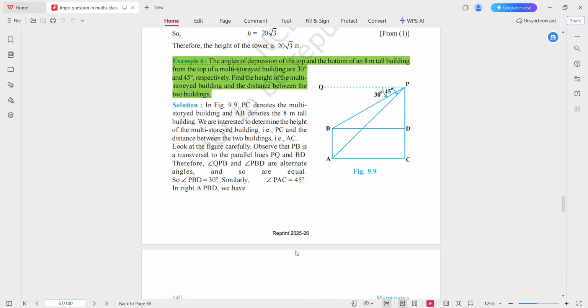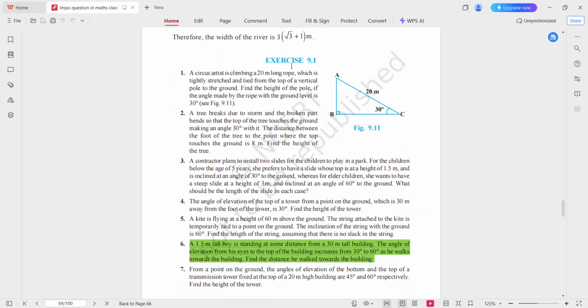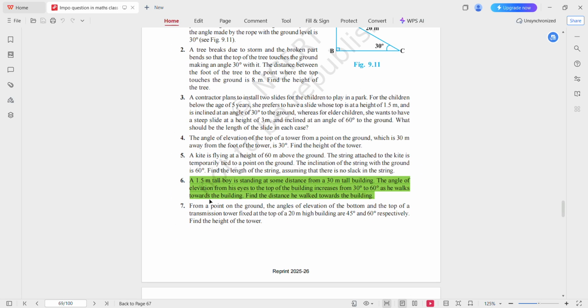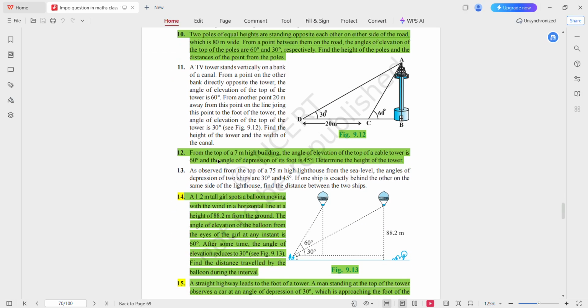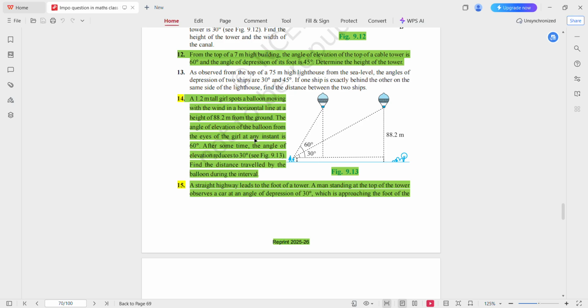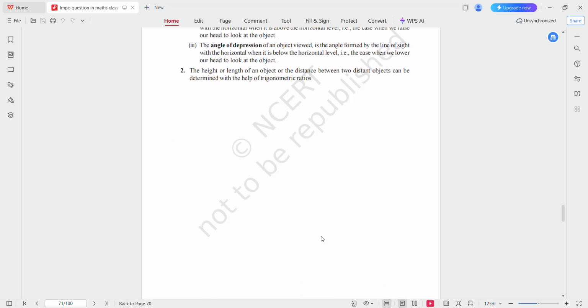Example 6, 7, and coming to exercise 9.1, 6th question is important, 10th question is important, 12th question is important, 14th, 15th question is very much important. That's all in this chapter.